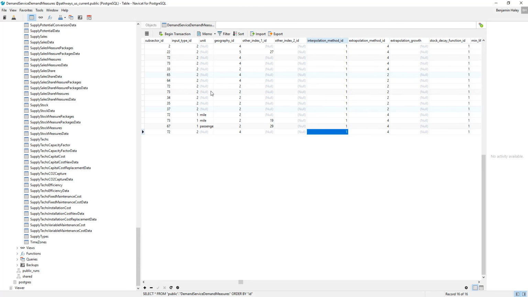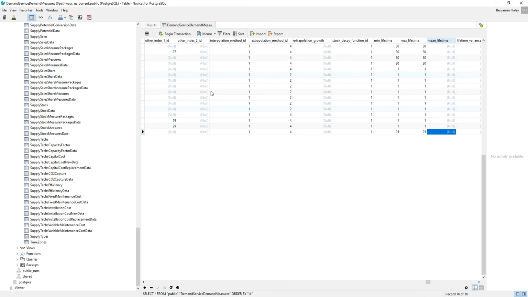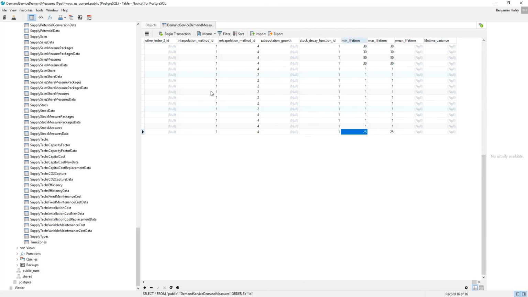We're going to use our standard interpolation method of 1, which is a linear interpolation, and the extrapolation method is 4, which is nearest. The other thing that we need to input is the projected life of the measure. Sometimes these service demand measures really aren't equipment and they're behavioral, and so these inputs may not make as much sense, but sometimes they actually are physical interventions. For example, lighting controls would have a projected life.